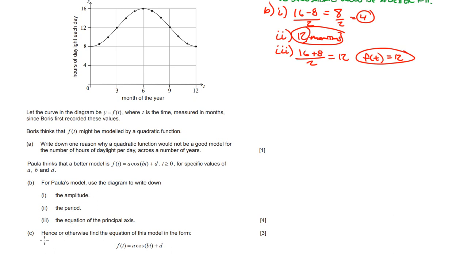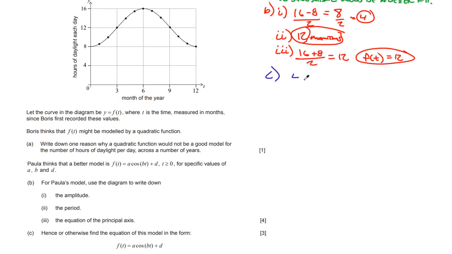Okay, C, hence or otherwise, find the equation of this model in the form f of t equals a cosine bt plus d. So now we are going to go through and write down the model in that form. So C, we're going to do f of t equals a. That's our amplitude, right? So if you remember from back up here, our amplitude is 4. But now remember, the cosine normally starts at the top and goes down and comes back up. So since it starts at the bottom and goes up, that means it's negative 4.